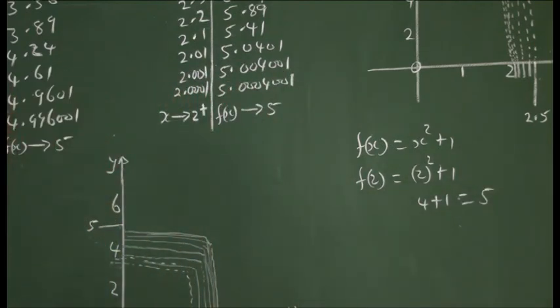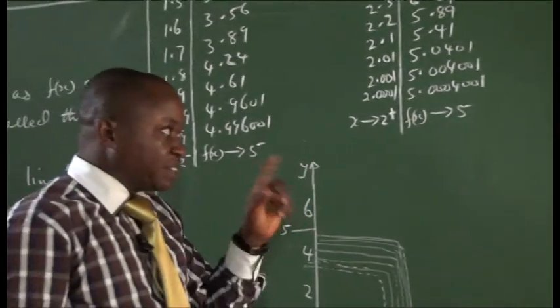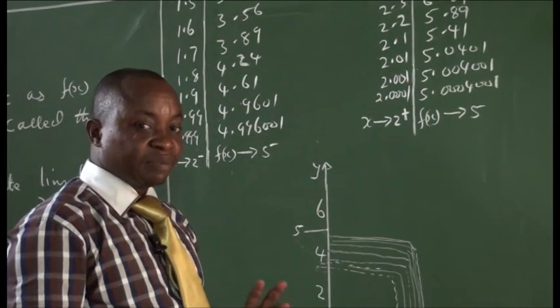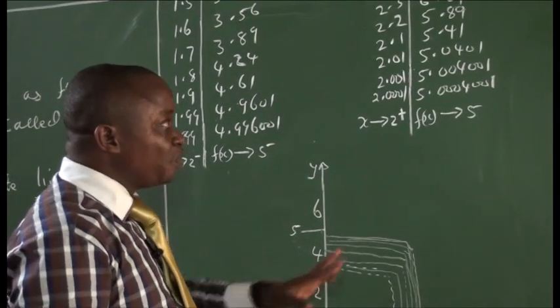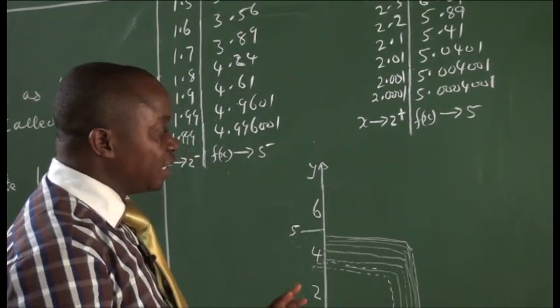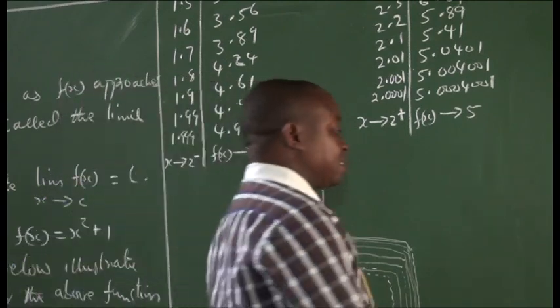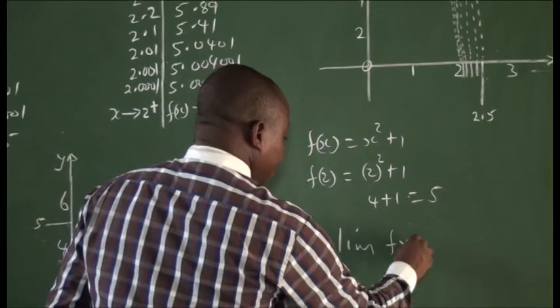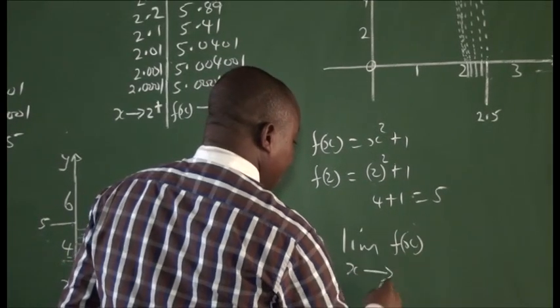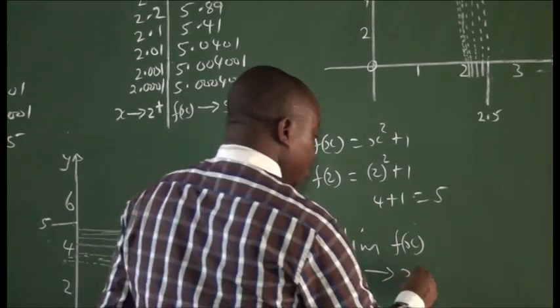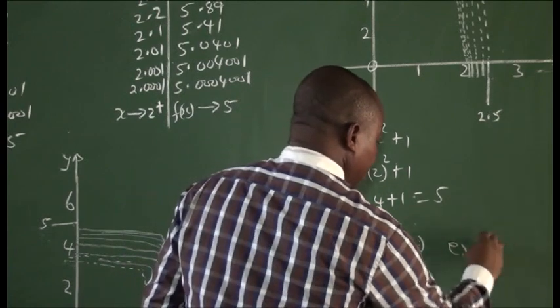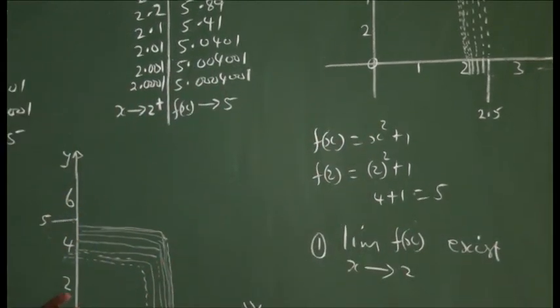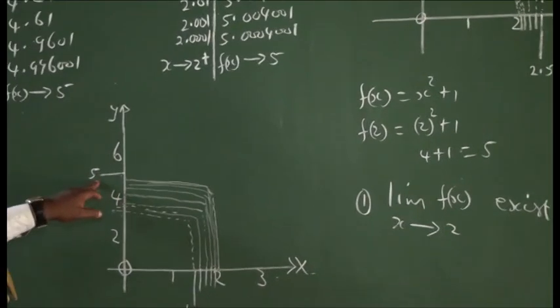Good. Now, I'm going to list out the 3 properties I've seen in this function. The 3 limit properties I've seen. In this function, number 1 property is that the limit of f of x as x approaches 2 exists. That is number 1. We have been able to find the limit. Look at this here, 5.